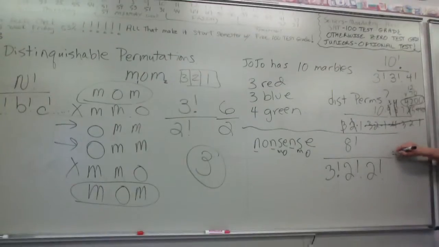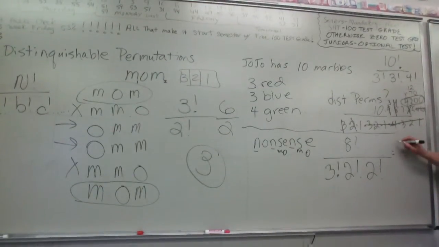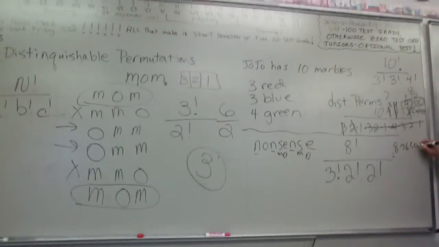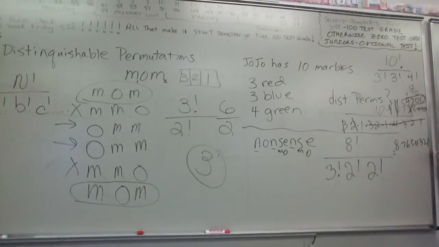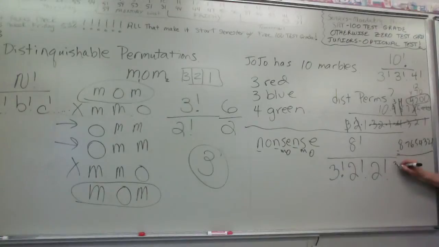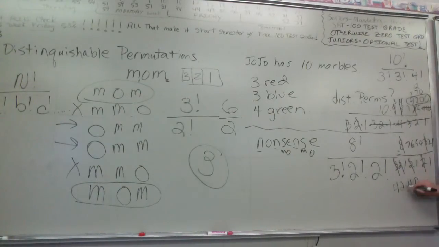Okay. So now, would somebody get that for me? I got it. Okay, so we've got 8, 7, 6, 5, 4, 3, 2, 1 on the top. And the bottom we have 3, 2, 1, 2, 1, 2, 1. So when we go to cancel, we've got 2, 2, 2 is 8, isn't it? And then we've got a 3 here. And we're going to multiply together 42 times 20 times a 2. So 42 times a 40. When we do that, what do we get? We should get 1680. Yes.